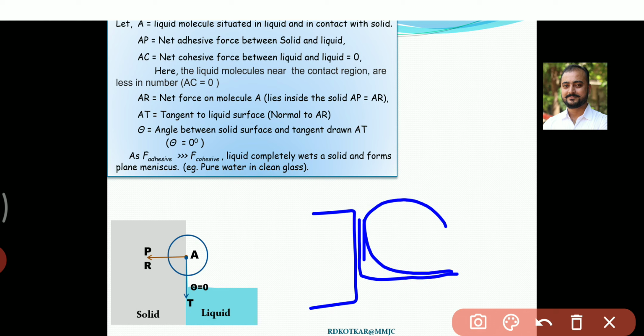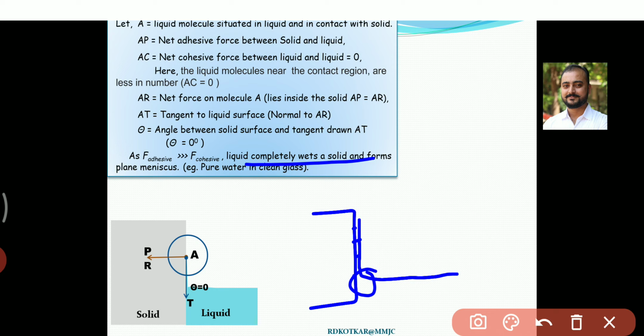Means these shapes can be formed in that case, but as in this case you have found there, I will show you what you observe, it's somewhat straight. Okay, and that's why much more liquid will be in contact, and so the step will be given here: the liquid completely wets a solid and forms the plane meniscus.